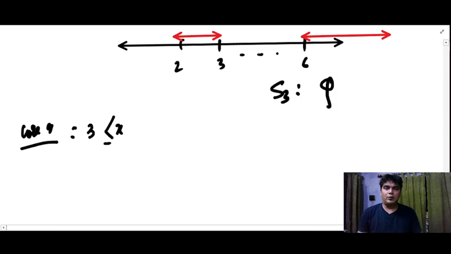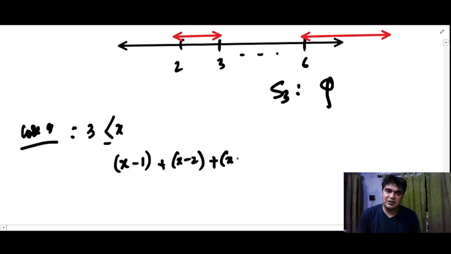So for that one, mod of x minus 1 is positive. The value of x is more than 3, so x minus 1 is positive. Along with that, x minus 2 will also be positive. Along with that, x minus 3 will also be positive. And the sum of them is greater than or equal to 6, right?